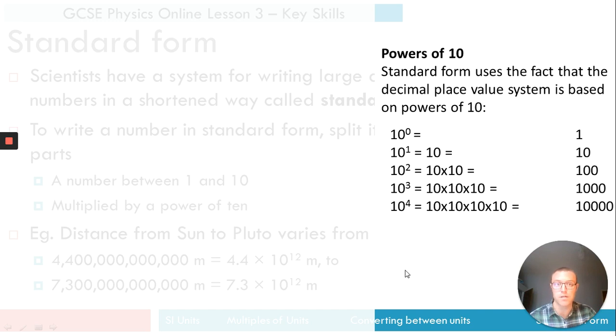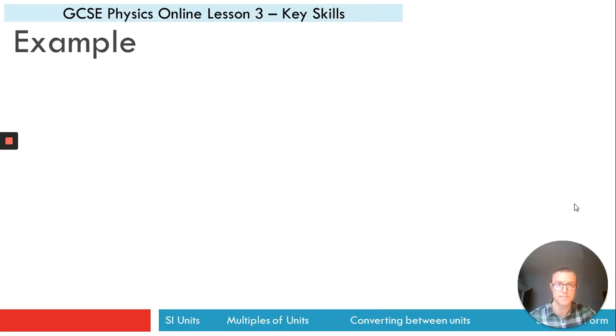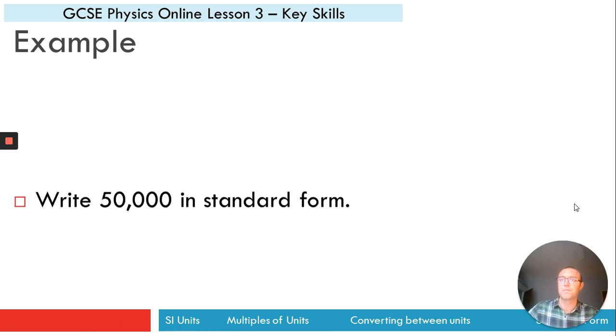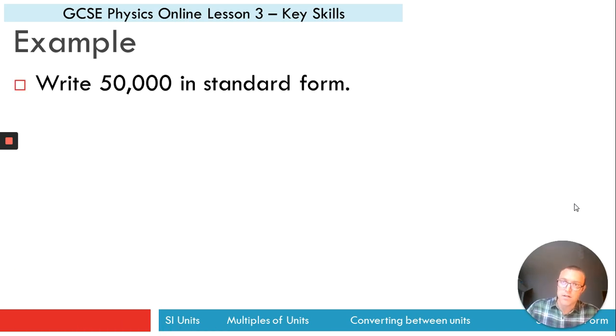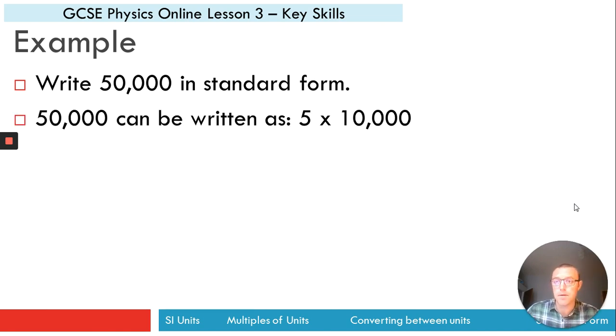We can use this to go as high as we want. Notice that 10 to the power 4 is a 1 followed by 4 zeros. 10 to the power 3 is a 1 followed by 3 zeros, 1,000. This may be useful to us later. Here's an example. We're going to do some of our own, and you're going to do some of your own work very shortly. As an example, write 50,000 in standard form. We need to split it up into a number between 1 and 10 and a power of 10. So 50,000 can be written as 5 multiplied by 10,000. If you don't believe me, do the maths: 5 times 10,000 is equal to 50,000. Put it into your calculator and you'll see that that is true.